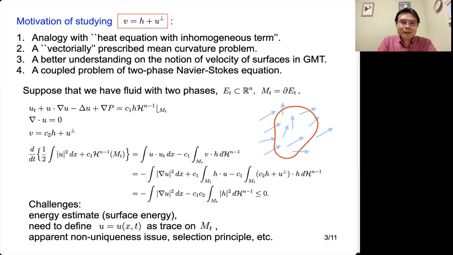In that sense, there's an apparent non-uniqueness of the problem, but there may be some selection principle, even with low regularity, like DiPerna-Lions type, sort of renormalized solutions, for example. So there might be some possibility of doing that kind of thing as well. But anyway, there are a lot of challenges in this problem of surface evolution with this kind of irregular background flow field. Okay.